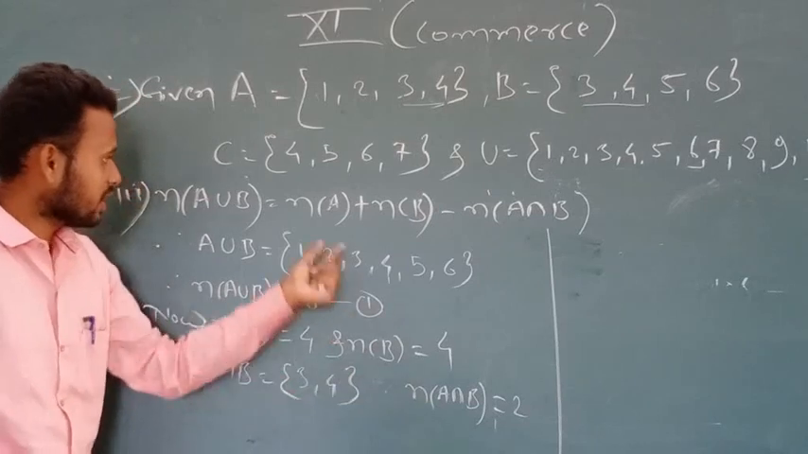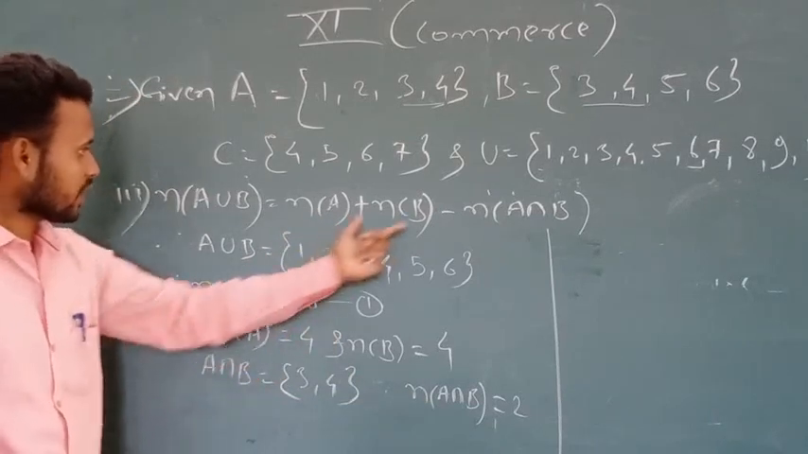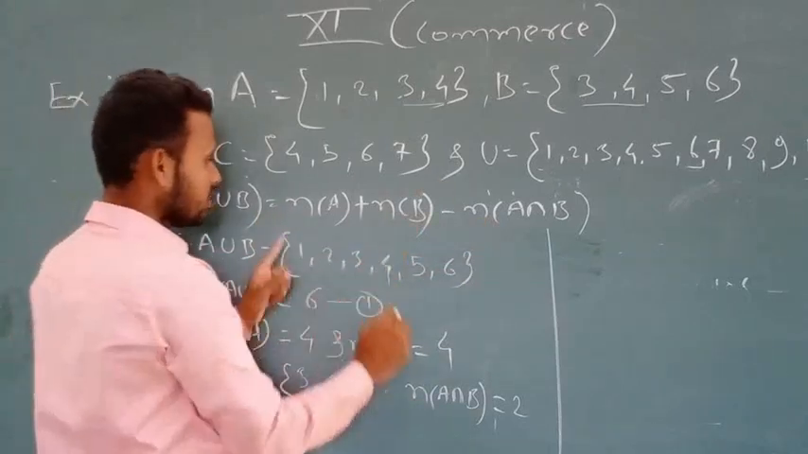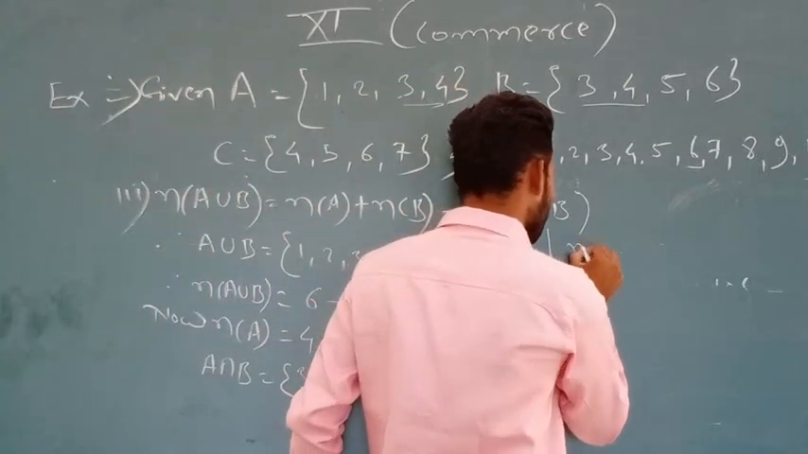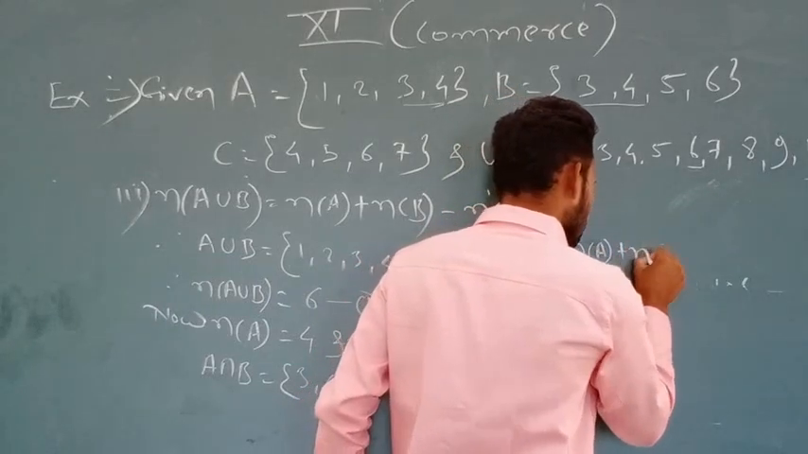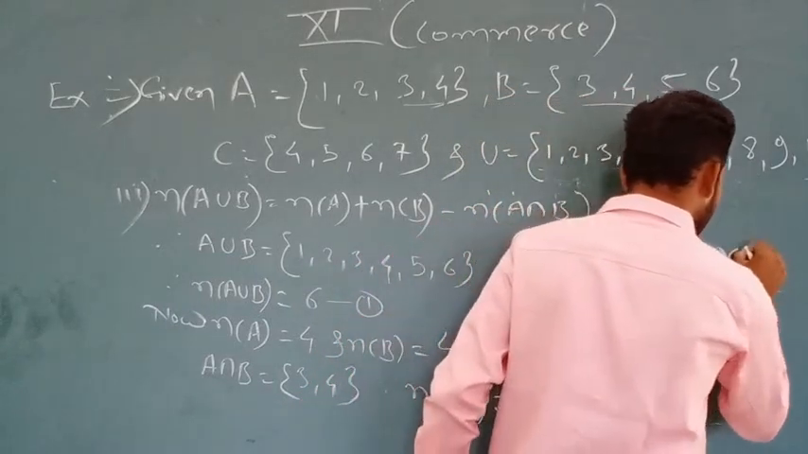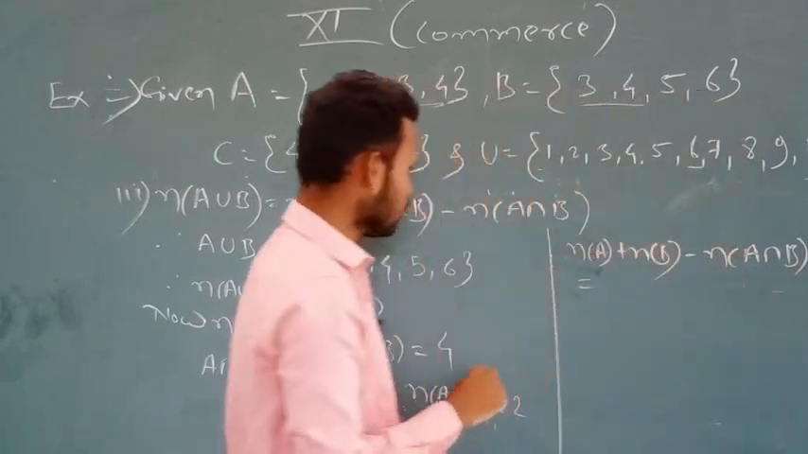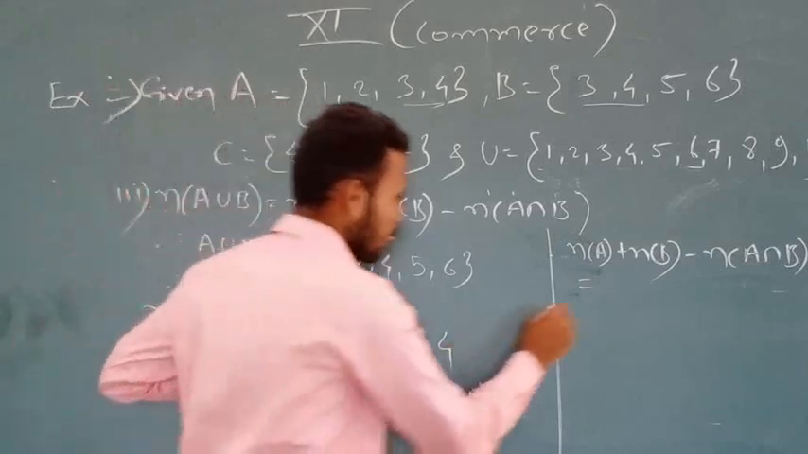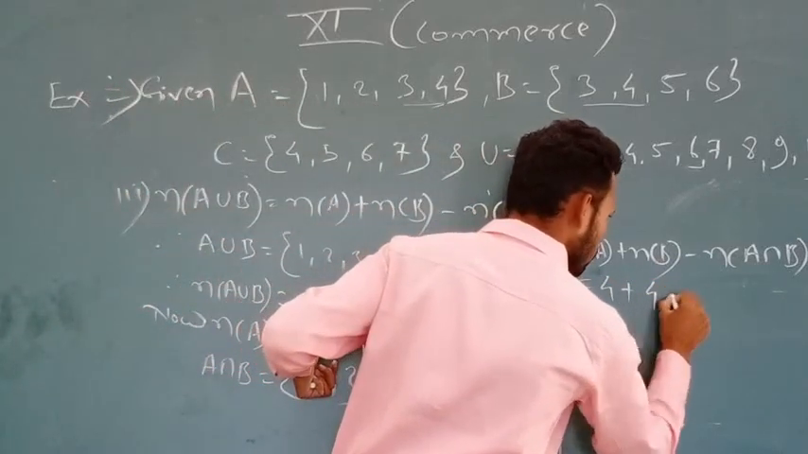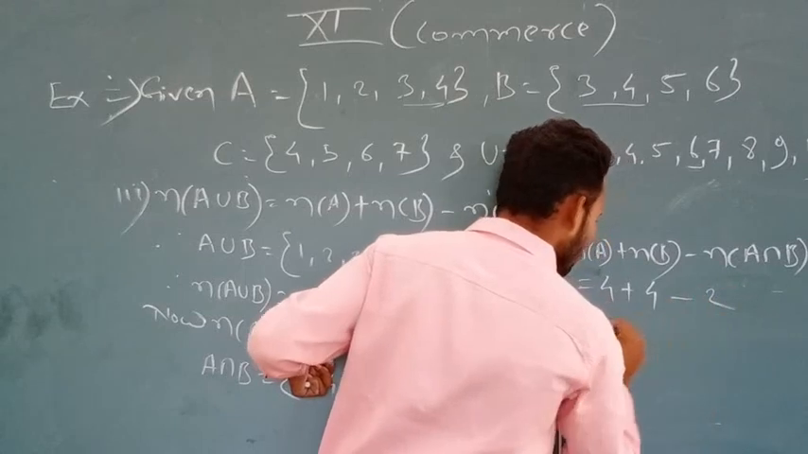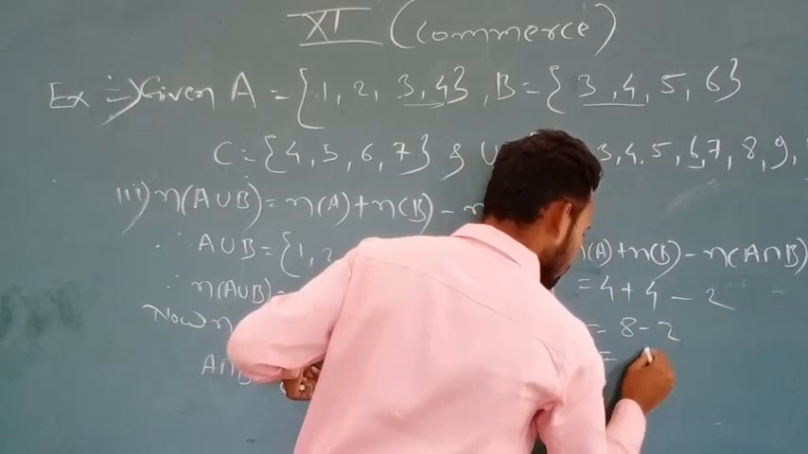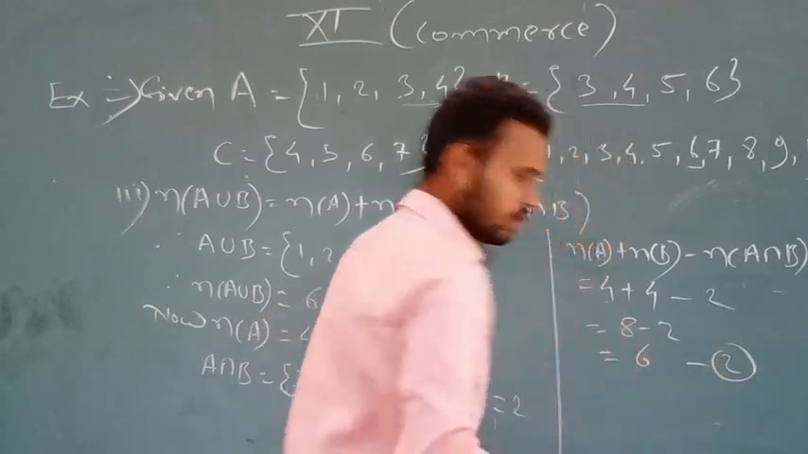Now here, we find n of A, n of B, and n of A intersection with B. Then we take these in the next line: n of A plus n of B minus n of A intersection with B, which is equal to n of A, 4, plus n of B, also 4, minus n of A intersection with B, 2. We get 4 plus 4, 8, minus 2, which is equal to 6. That is equation second.